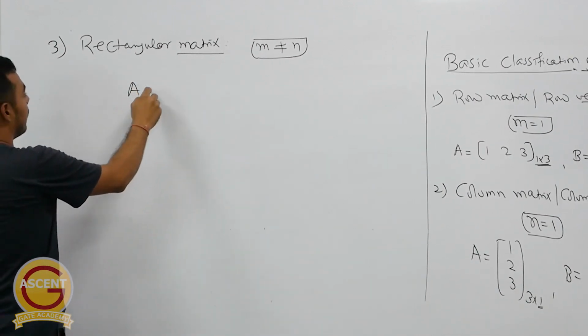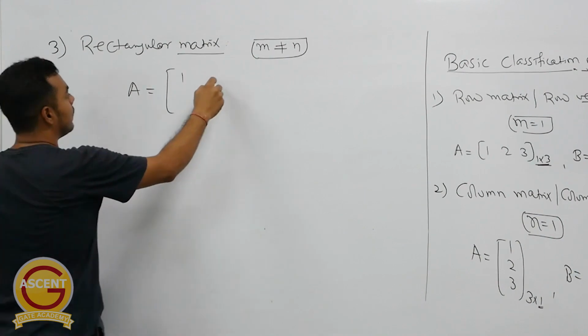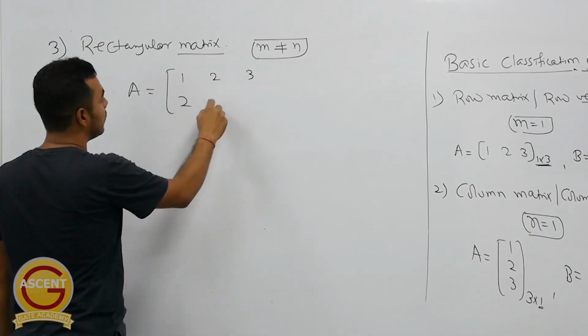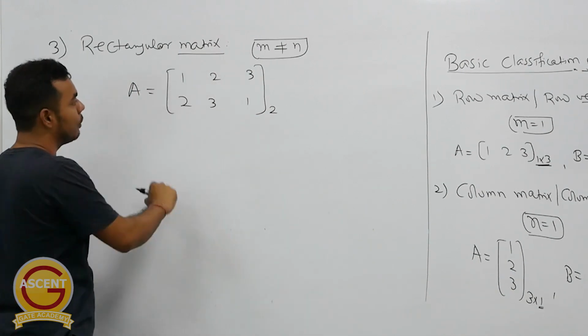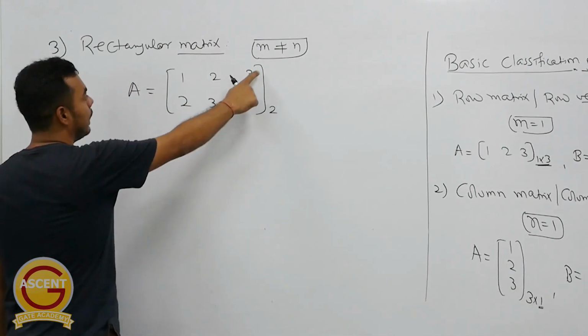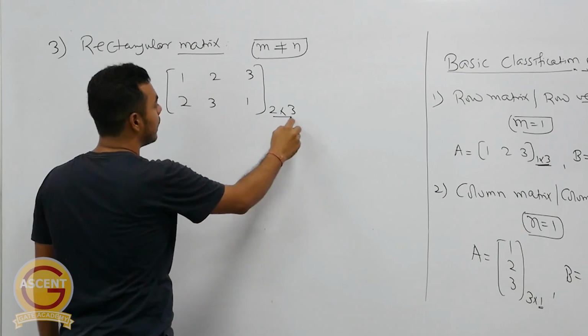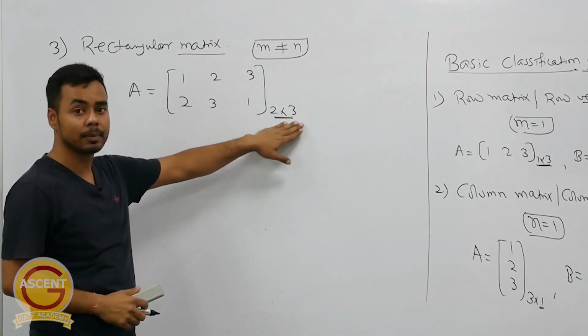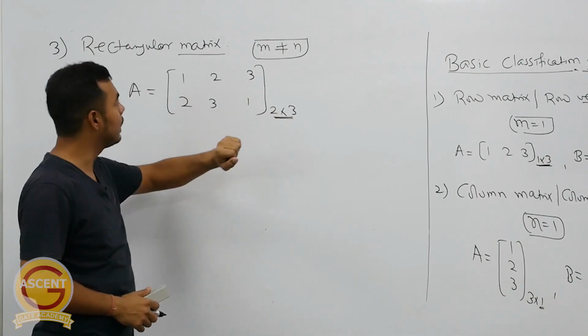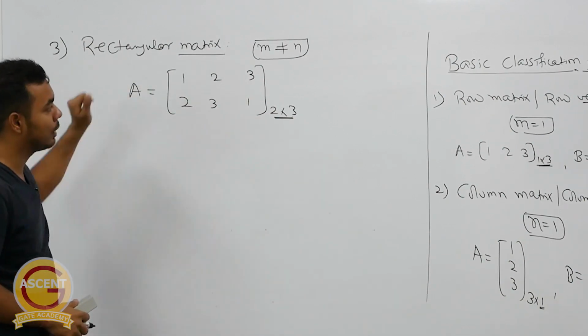So for example, suppose I have a matrix A as, say, first row is 1, 2, 3 and second row is 2, 3, 1. So this matrix has two rows, first row, second row, and it has three columns, first, second and third column. So the order of this matrix will be 2 into 3, and since it has a different number of rows and columns, there are only 2 rows and 3 columns, it is an example of a rectangular matrix.